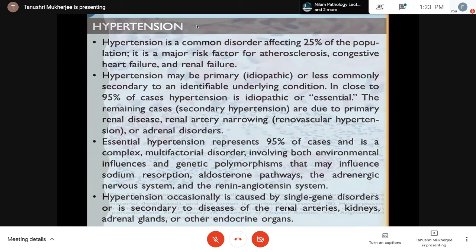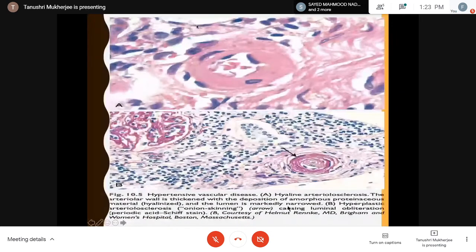So these are the two entities, hyaline arteriosclerosis and the hyperplastic, onion-skin arteriosclerosis. Arteriosclerosis, as I will discuss, is the thickening of the arteries. So these are the two types, which is a very important cause of hypertension, and it's the morphology of the hypertensive vascular disease.